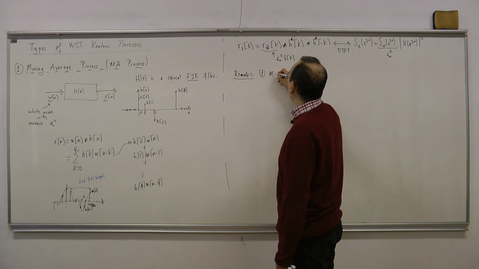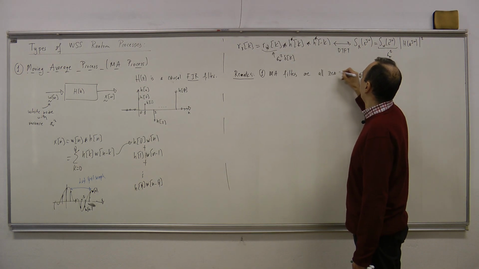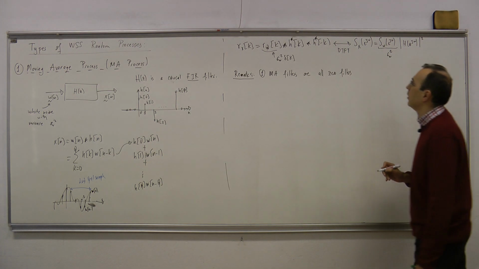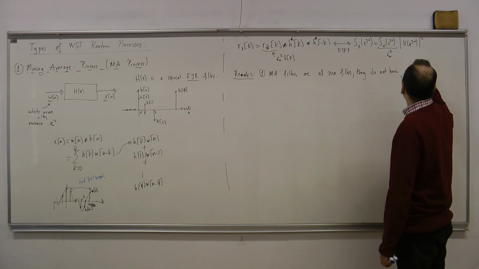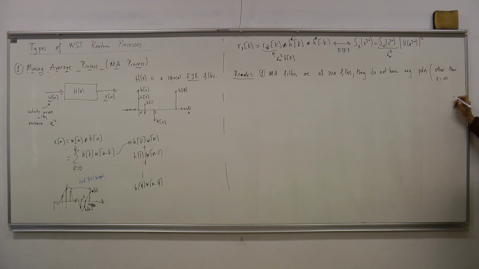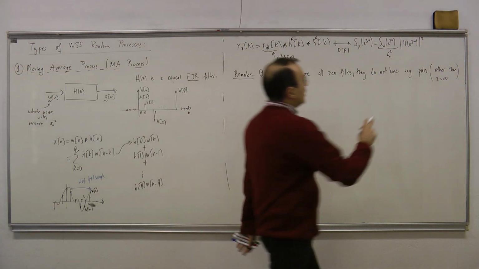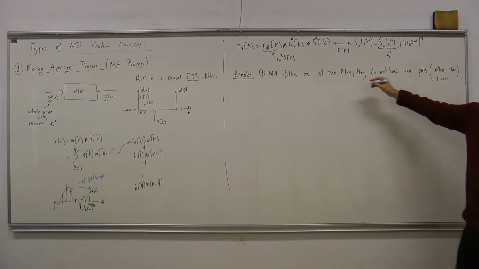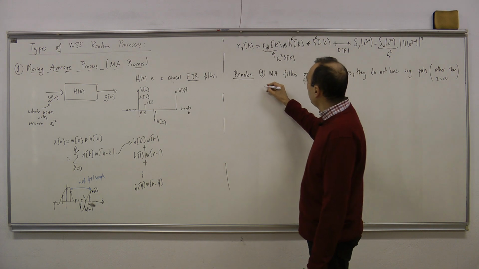Okay. So let me write some remarks. Number one, moving average filters are all zero filters. Okay, so what does that mean? They do not have any poles other than trivial ones at z equal to infinity and possibly z equal to 0 and so on. So they do not have any non-trivial poles. Okay, these are all zero filters. They don't have any poles, but they have only zeros.